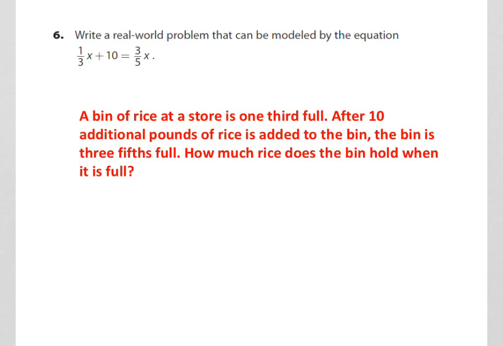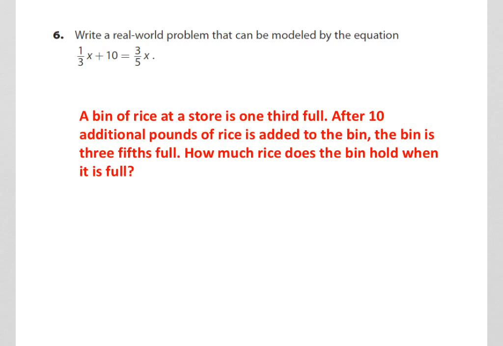Okay, so if you're back, this could be, and I was trying to think of the name of the store, maybe Whole Foods or something, or Sprouts in Cedar Hill, where they have bins of rice or beans or something. So here we have a bin of rice at a store that is 1/3 full. The manager adds 10 additional pounds of rice to the bin. So now the bin is 3/5 full. How much rice does the bin hold when it's full?